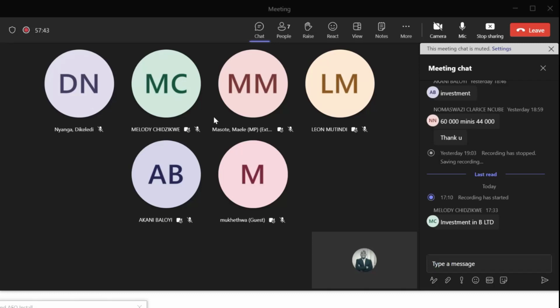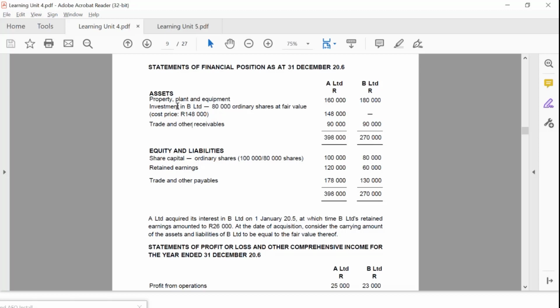For example, in this question, property, plant and equipment in consolidation is 160,000 plus 180,000. Investment in B, 148,000 plus, there's nothing there, so plus 0 for B Limited. Trade and other receivables, 90,000 plus 90,000. That's why it's called consolidating. The word consolidate means join together, combine. So I join the income, expenses, assets, liabilities, equity on a line by line basis.